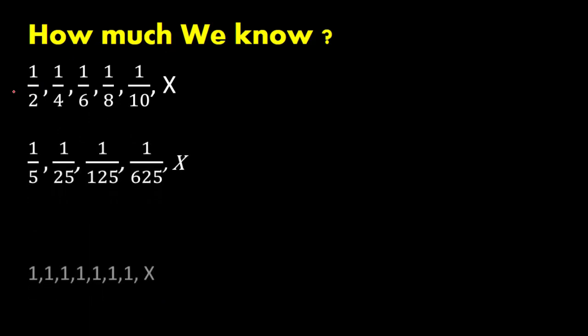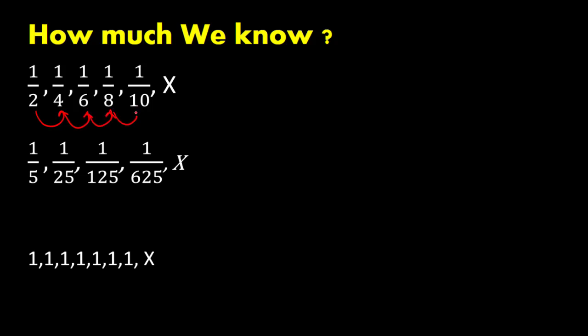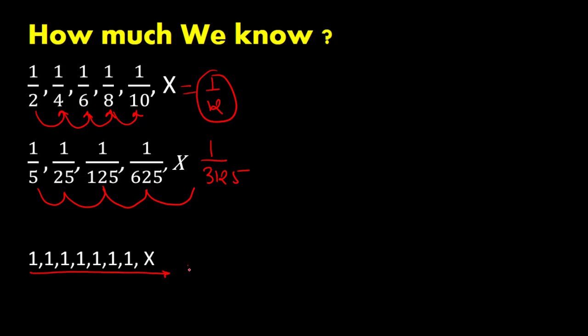So in these sequences, what is the value of x? 1 by 2, 1 by 4, 1 by 6, 1 by 8, 1 by 10. If you observe very carefully, the denominator is getting increased by 2. So definitely the x will be 10 plus 2, which is 12. Again 5, 25, 125, 625, then the next is 625 into 5, that is 3125. What is here? 1, 1, 1, 1, so the next term is again 1.